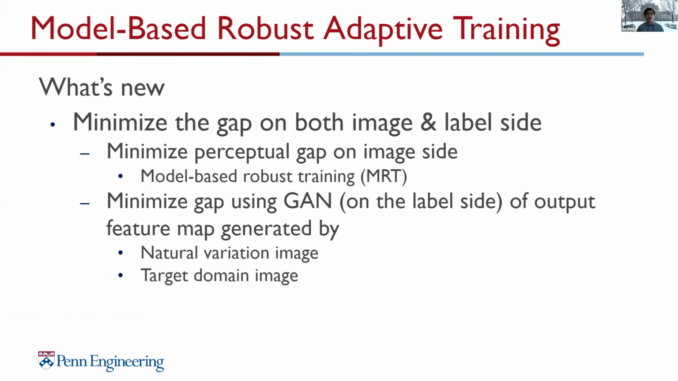So what is new in this algorithm is that we are trying to minimize the gap on both the image and label side. On the image side, we are trying to minimize the perceptual gap by applying the model-based robust training algorithm proposed before. Because we find that the model-based robust training algorithm uses a natural variation model to transform an image to a simulated target domain. So we can actually have a simulated target domain image to train our segmentation model. Here, we believe that we are minimizing the perceptual gap. And on the label side, we are trying to minimize the gap of the output feature map generated by the natural variation image and target domain image using GAN.